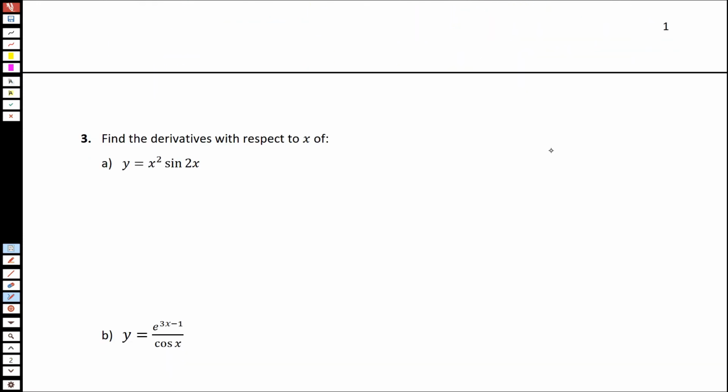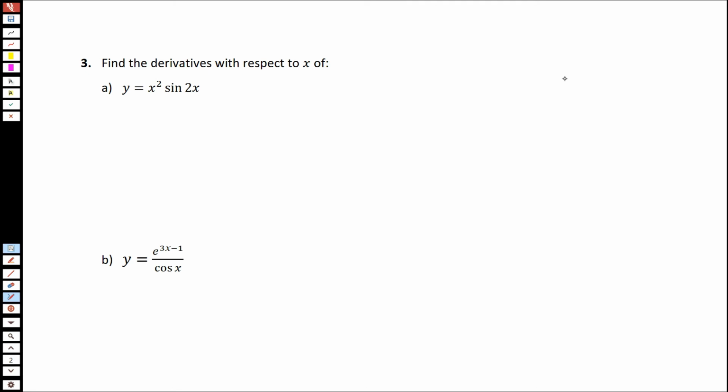Okay, number 3, we have the derivative of x squared sine 2x. Of course, by looking at this, it is a product of two functions, so we apply the product rule. So dy over dx will be equal to x squared multiplied by the derivative of sine 2x, plus sine 2x multiplied by the derivative of x squared. Now here, just remember we have a function inside another function, so we'll have to apply the chain rule when we differentiate that.